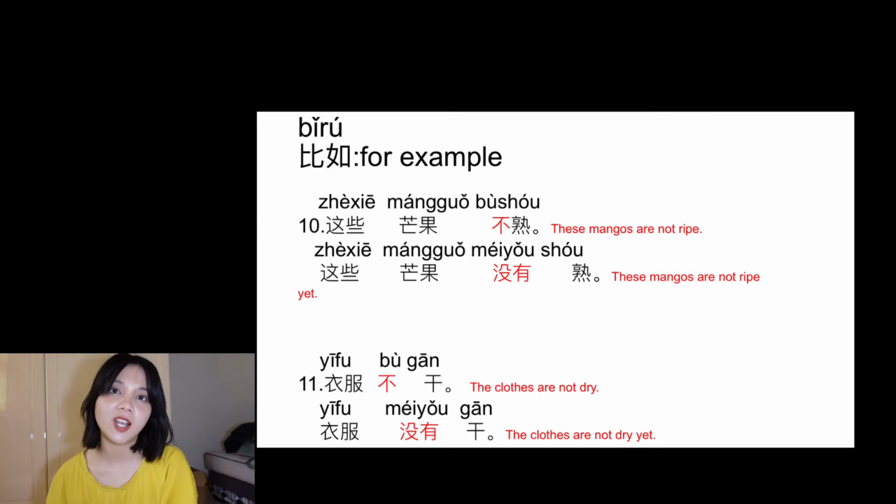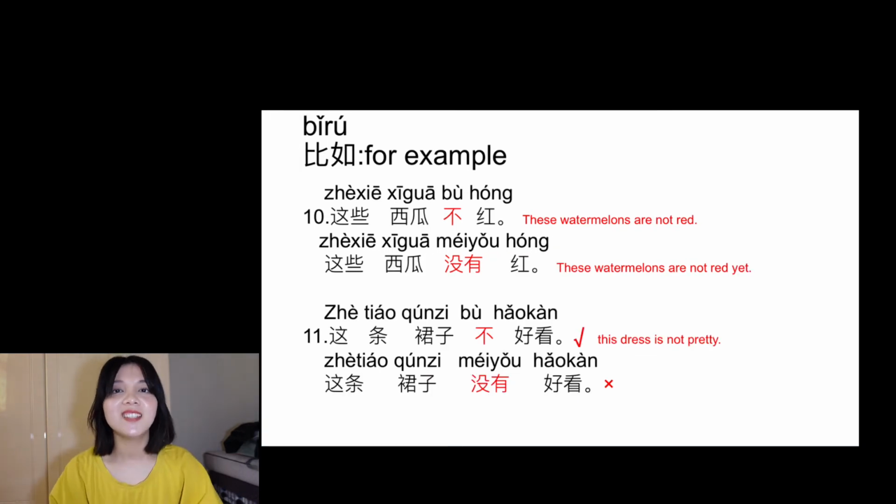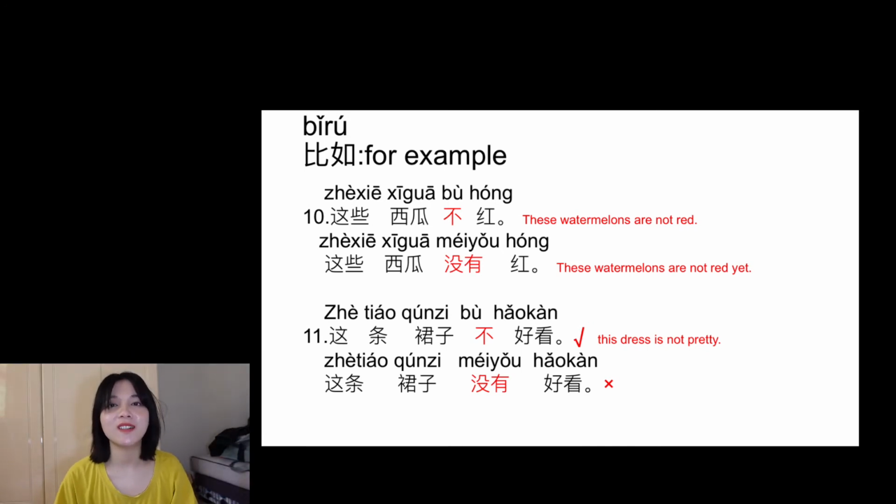And they will dry. And next one, 这些西瓜不红. 西瓜 is watermelons. So these watermelons are not red. 红 is red. And 这些西瓜没有红, I mean these watermelons are not red yet, but they will be red one day, maybe in the following days. Next one, 这条裙子不好看. 好看 means pretty.